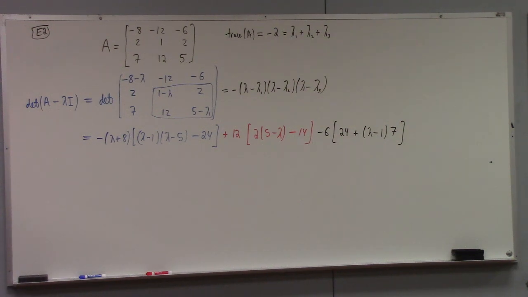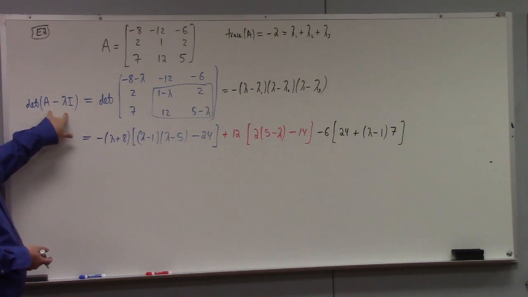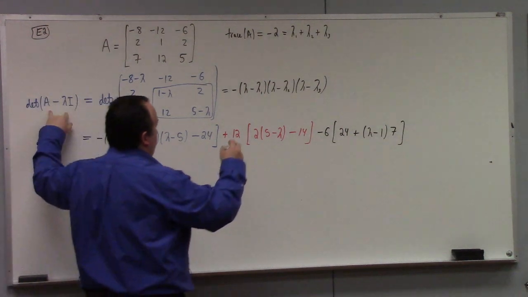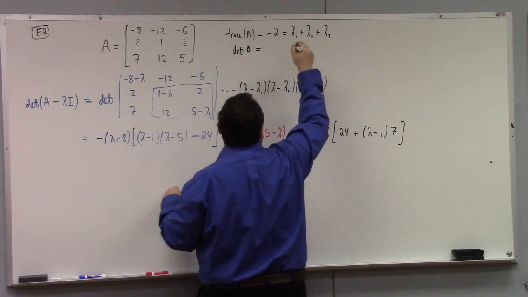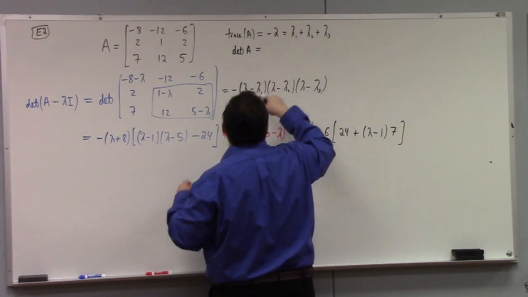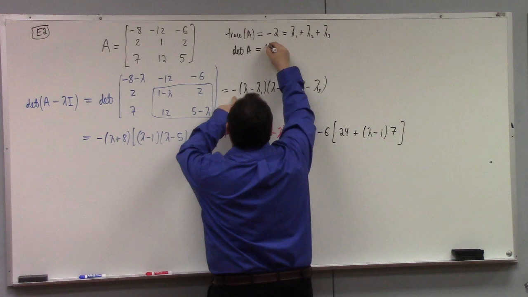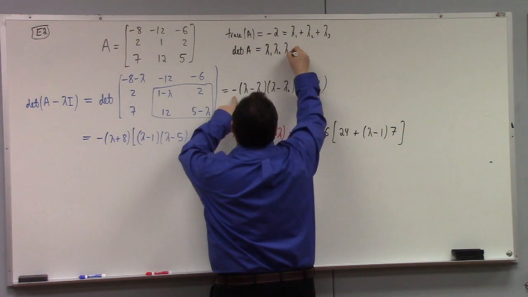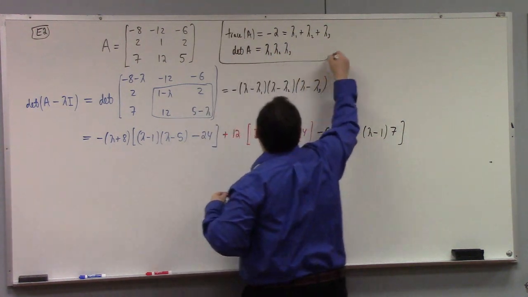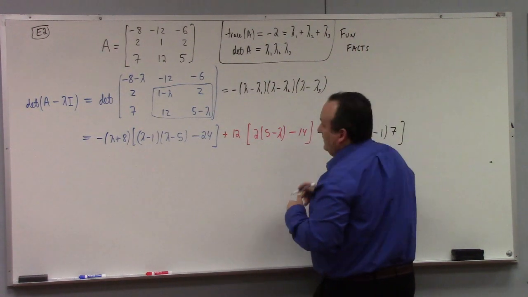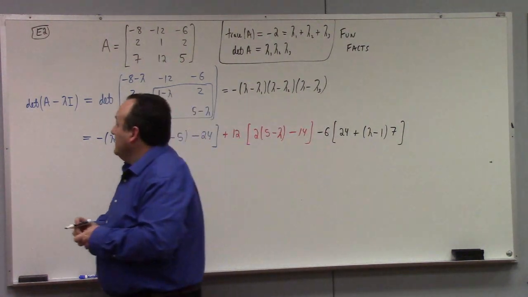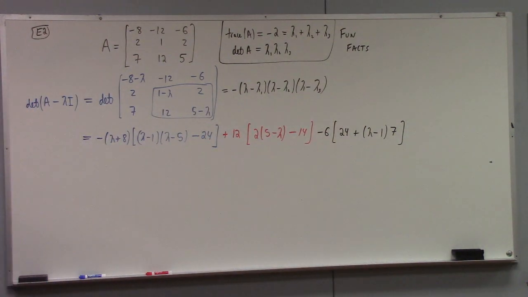All right, so if you think about putting lambda equals 0 here, you get the determinant of A, right? So I also know that the determinant of A should be equal to, apparently, the product of the eigenvalues. All right, so these are fun facts. I don't know if that's going to help us or not. It's just something to look for. Although calculating the determinant of this matrix doesn't seem particularly easy either.